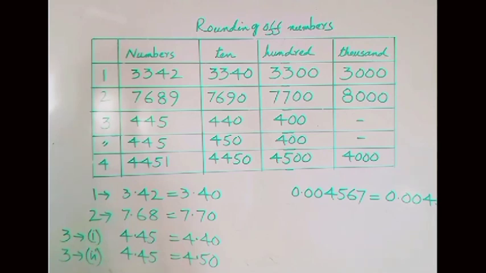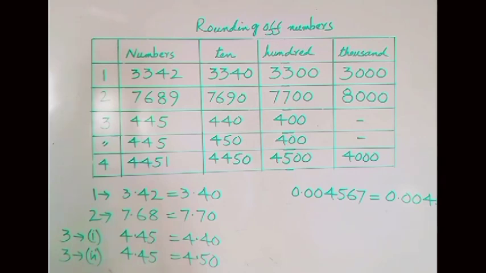Our today's topic is rounding off numbers. Rounding off is the process of reducing the number of digits in a number while keeping its value as close as possible to the original. It is used to simplify calculations and express values with appropriate precision.